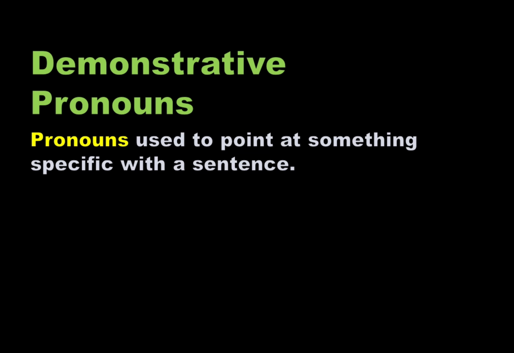Let's talk about demonstrative pronouns. What exactly are demonstrative pronouns? Demonstrative pronouns are the pronouns we use to point at something specific with a sentence. Let me give you the example. We use this, that, these, and those as demonstrative pronouns when we are pointing something.